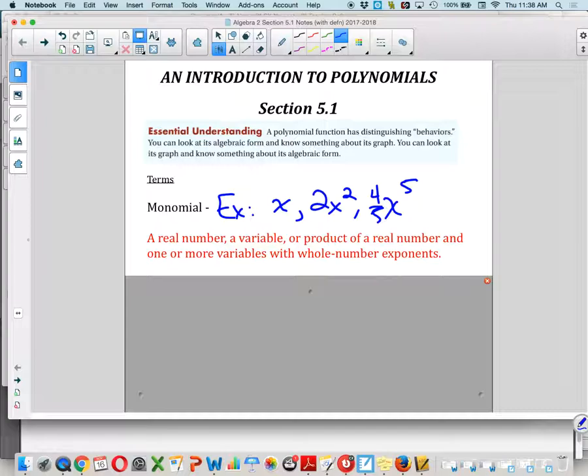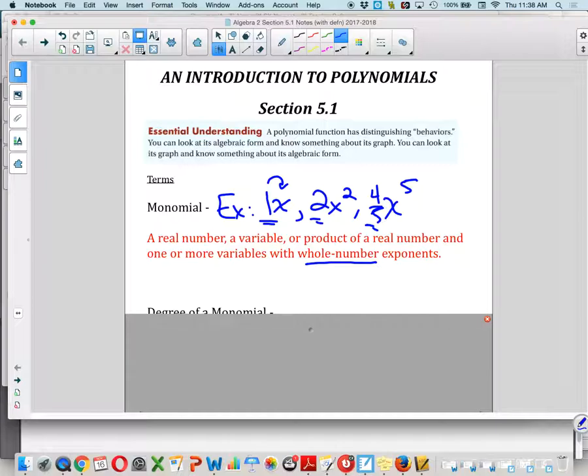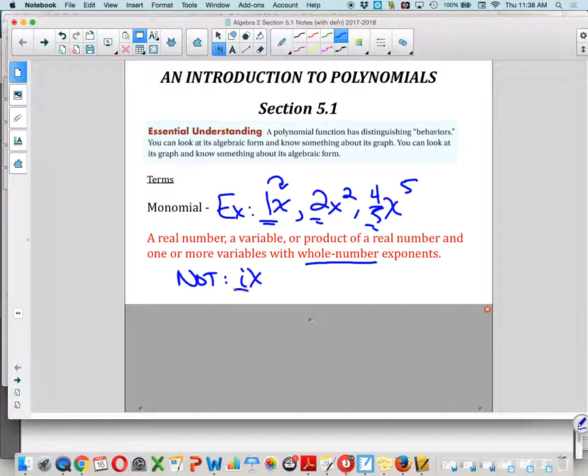Why? Because every single one of them has a real number coefficient, not an i, not an imaginary number, and is a product that can be attached to a variable, but the variables all have whole number exponents. The following are not monomials. ix. Why? Because it has an imaginary coefficient. You could have 3x to the 4/5, not a monomial. Why? Because you have a non-whole number exponent.